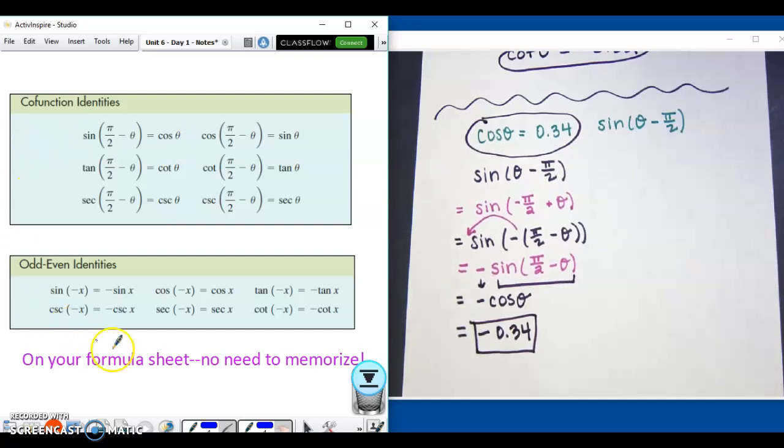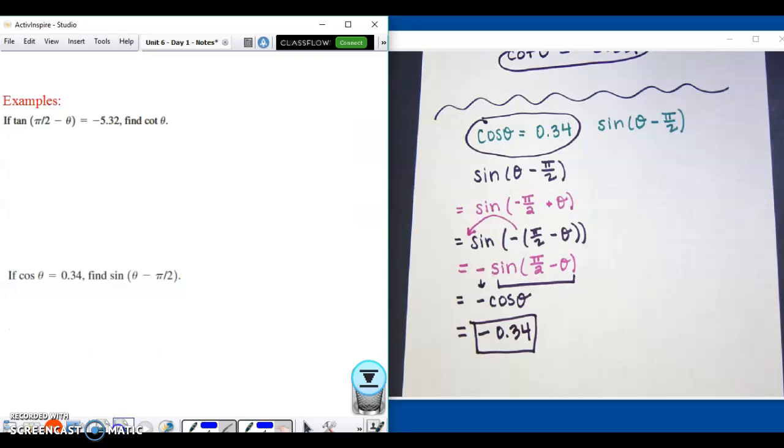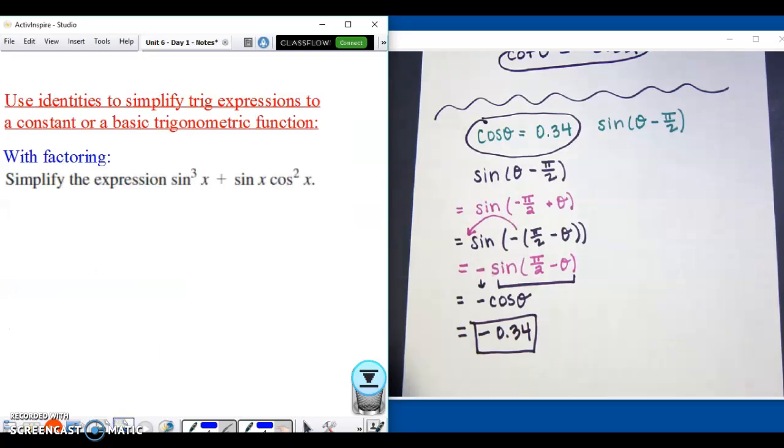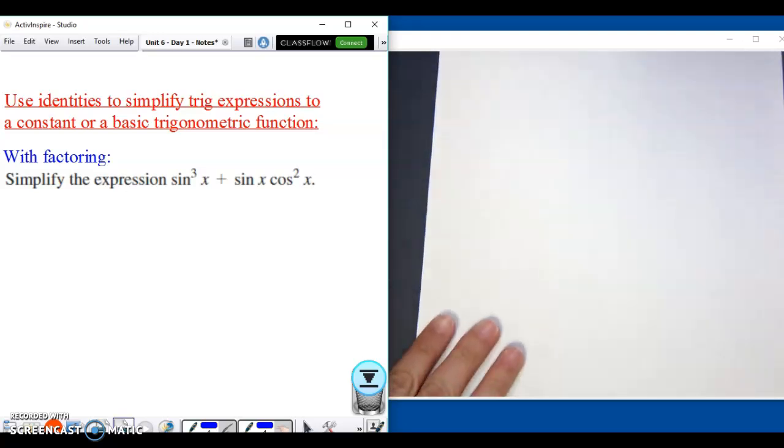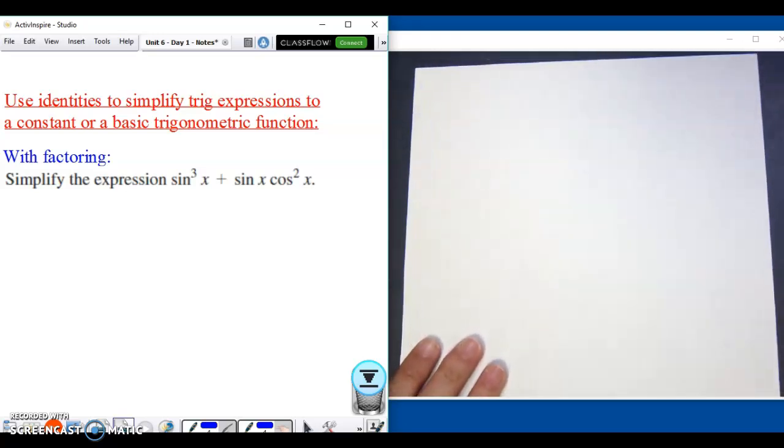Okay, so moving on, for the next couple of problems, we're just going to be simplifying, and it wants us to simplify to a basic trig function, kind of like we were doing on the warm-up. And we're going to use any of the formulas that you're supposed to memorize, or we can use the formulas that would be on your formula sheet. And once again, that formula sheet is on Canvas, so you can find it there.